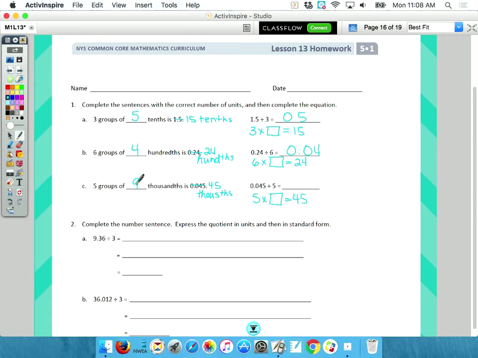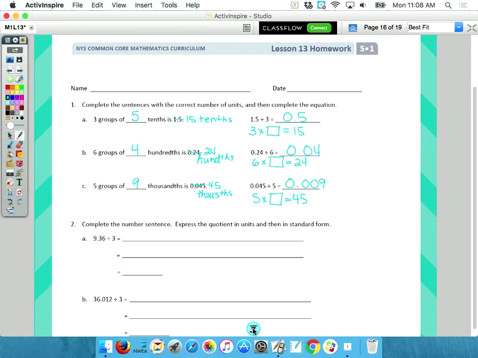Okay? So now, 5 groups of 9 thousandths. How do I write that? Okay, so first is turning it around, making it multiplication. Pretty simple, isn't it? Yeah. Whatever place value you start with, you have to end with. That's what you have to remember, okay?